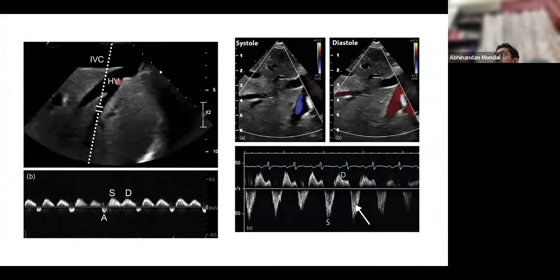If you put a Doppler over your hepatic vein, this is your normal waveform. This is your systole, this is your diastole, and this is your atrial wave. This is just like your pulmonary venous waveform. Whereas in case of severe TR, there is a systolic reversal that you can see over here.